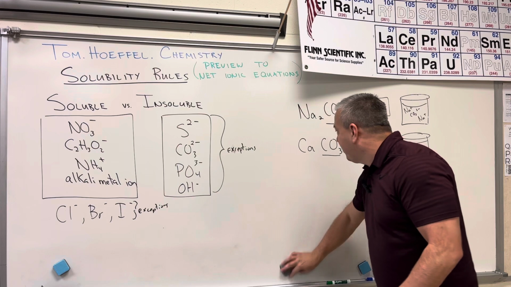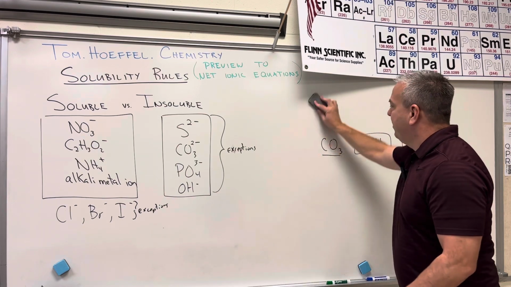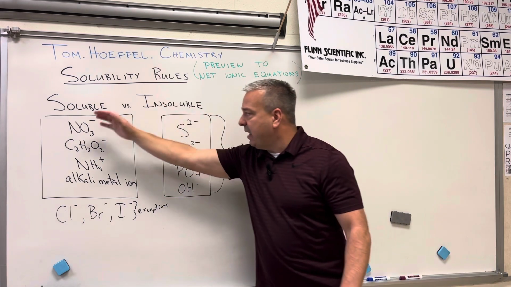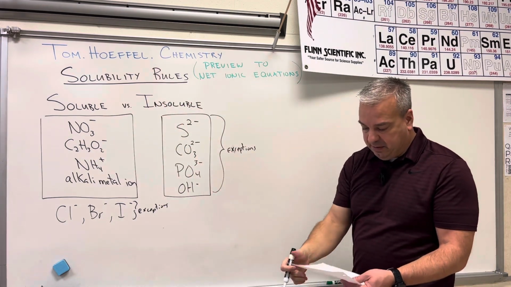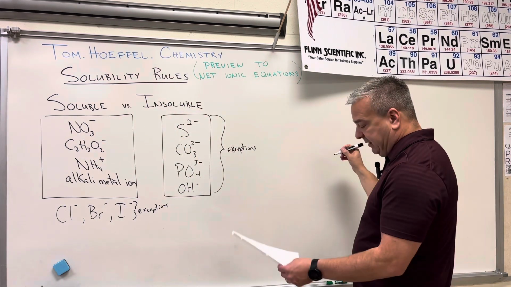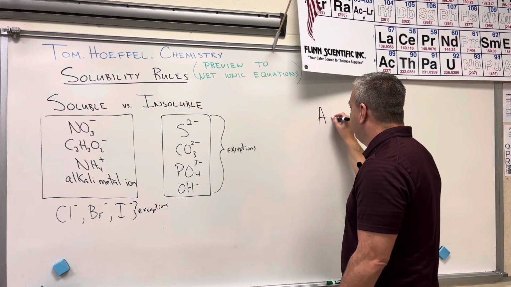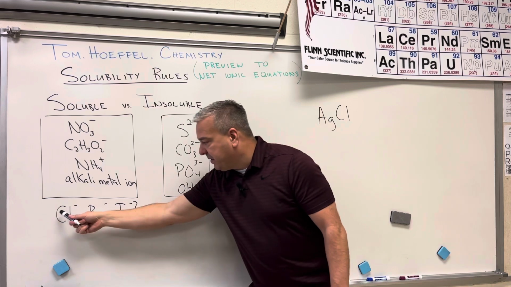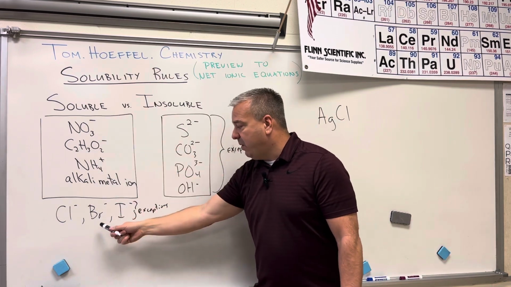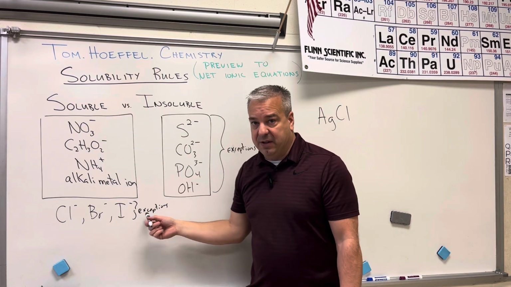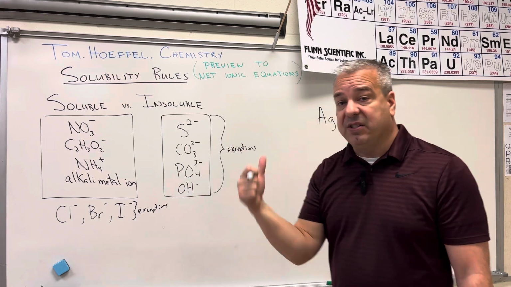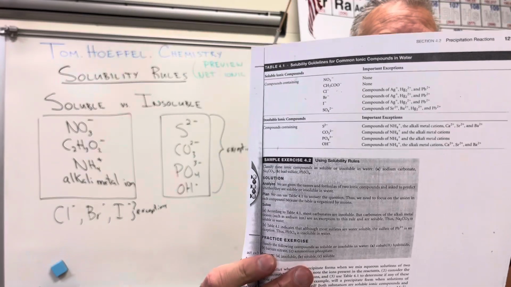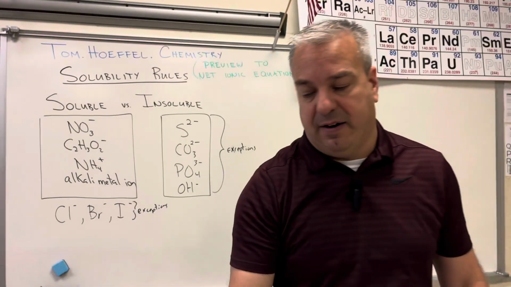Okay, let's try another set of compounds to see if you can decide if something's soluble in water or insoluble in water. Let's kind of do this one. We're going to go silver chloride. Now, chlorides typically are soluble in water, but there are some exceptions. And the exceptions are silver, mercury, and lead. And once again, you can find them on this list right here.